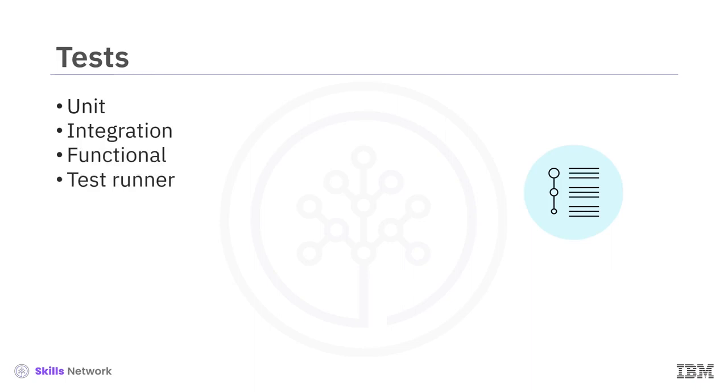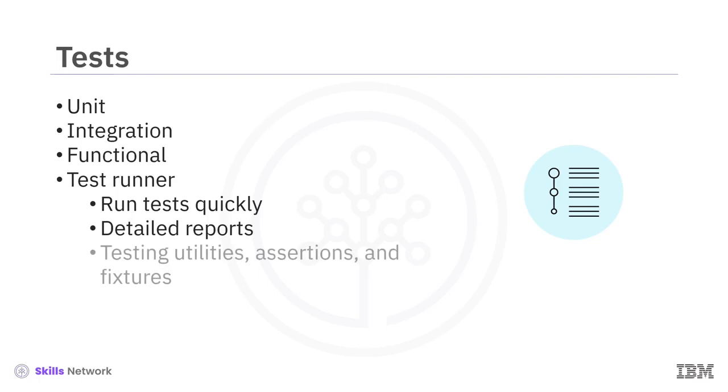Django supports all kinds of tests, including unit, integration, and functional tests. Django's testing framework includes a test runner that allows developers to run tests quickly and provides detailed test reports. It offers various testing utilities, assertions, and fixtures to facilitate writing and executing tests.